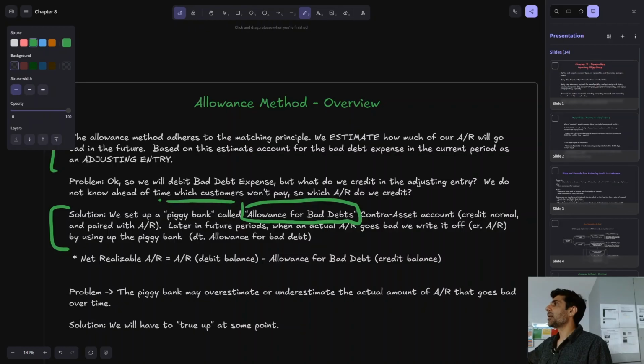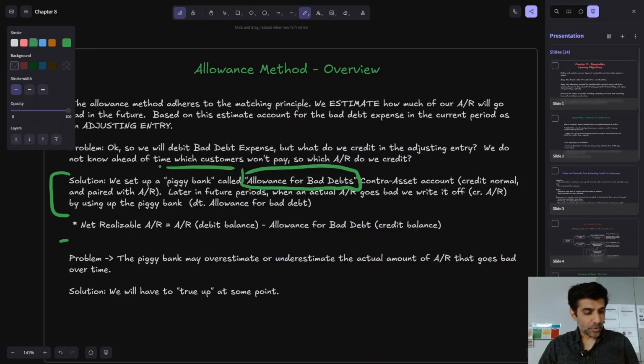But just think about the concept of a piggy bank that we're setting up at the end of the period. It's meant for drawing down when we actually have accounts receivable go bad. We've already taken the expense. We've already factored it into the financial statements for that previous period. And then as things go bad, we can just draw down the piggy bank instead of having to take an expense every time. Okay, so we're basically taking the expense up front, setting up the piggy bank, and then drawing that down.